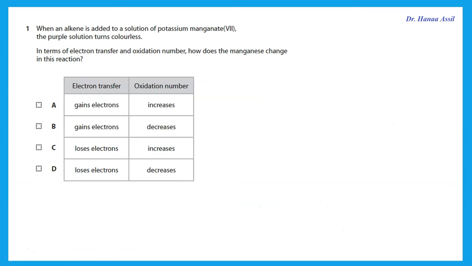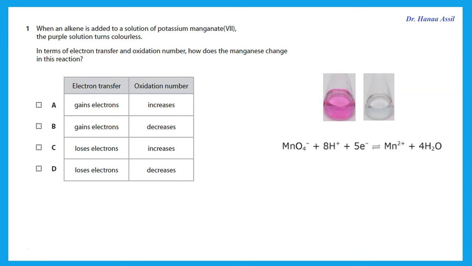The first question was, when an alkene is added to a solution of potassium manganate, the purple solution turns colorless. In terms of electron transfer and oxidation number, how does the manganese change in this reaction? Remember, when we use potassium permanganate, reaction with alkenes or reaction with alcohols, it's an oxidizing agent. The purple color turns colorless. What is happening? This is the equation from the data booklet.